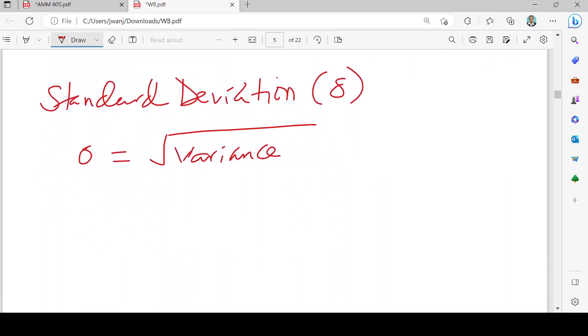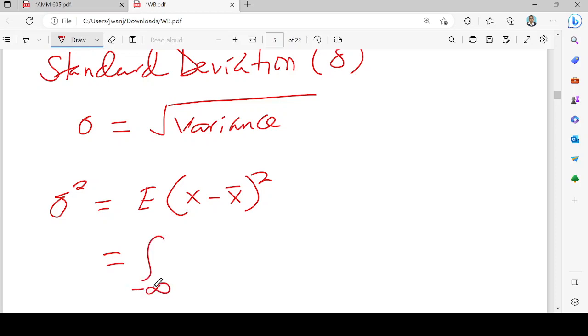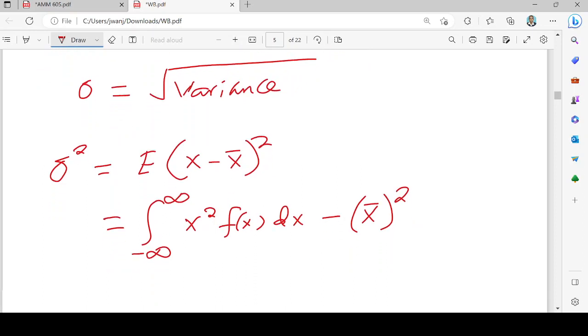The square root of the variance. So we first find the variance, sigma squared, which is defined as the expected value of x minus x bar squared, which we had seen we can write as the integral from negative infinity to positive infinity of x squared f of x dx minus x bar squared. So we had seen that the expression can be reduced to this.